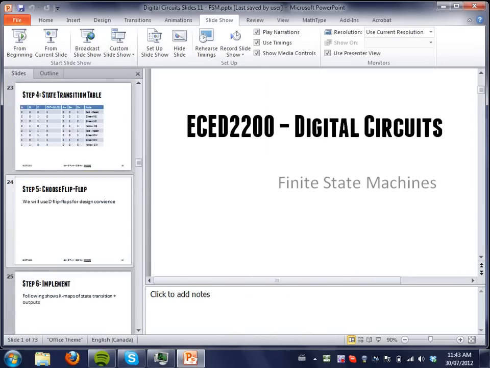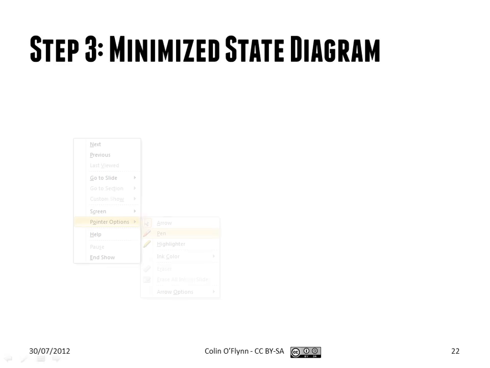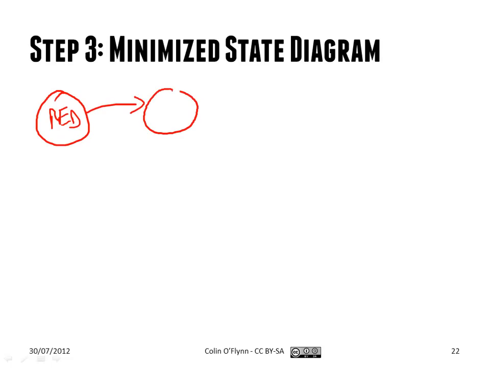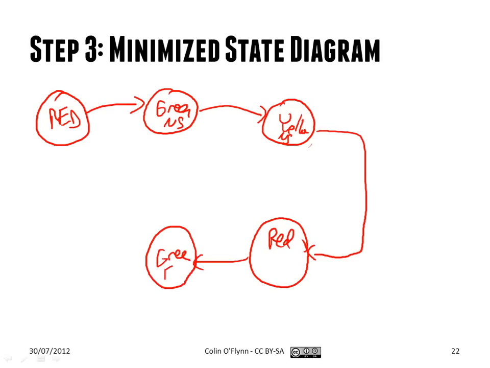So if we go down to this, we could draw it, for example, we can start with red, and again, all directions red. Green, so this is north-south, yellow north-south. Red, and then it'll go green in the other direction, east-west, yellow east-west, and then back to red.